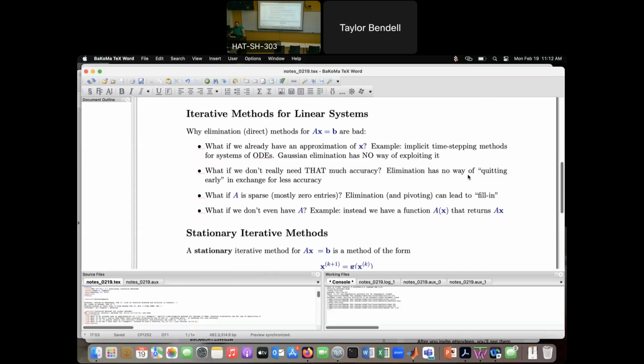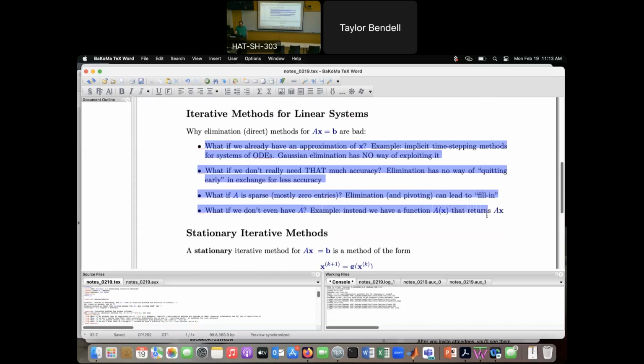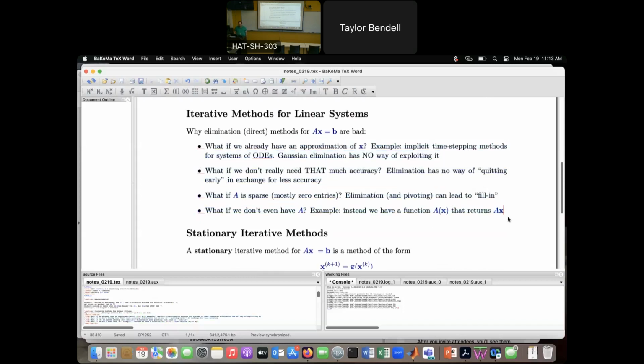Iterative methods are ones that generate a sequence of approximate solutions, and hopefully that sequence will converge to the exact solution. First, let's establish the need for any alternative to direct methods. Even though we spend a lot of time on direct methods, and they are used all over the place, there are some significant drawbacks that lead us to consider iterative methods. Here are several significant reasons why using Gaussian elimination-like methods for AX equals B is actually terrible.